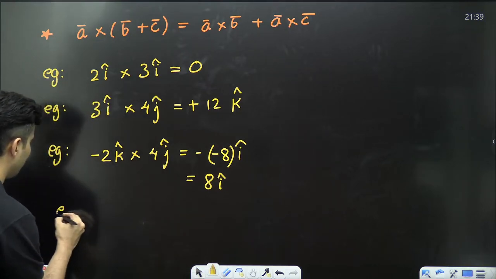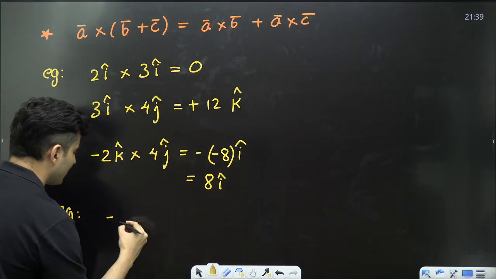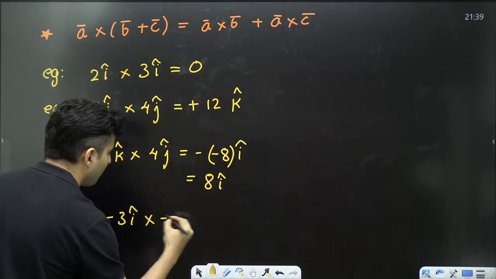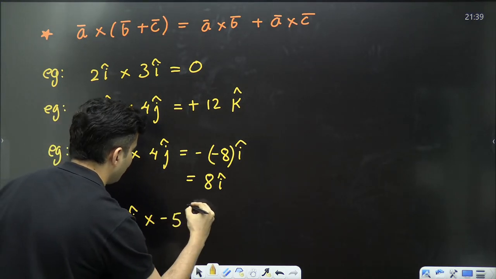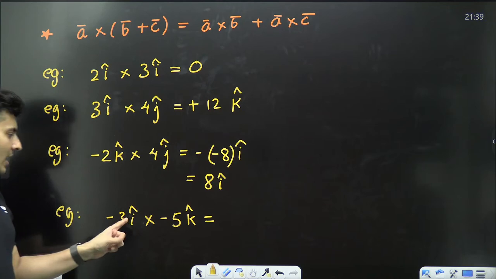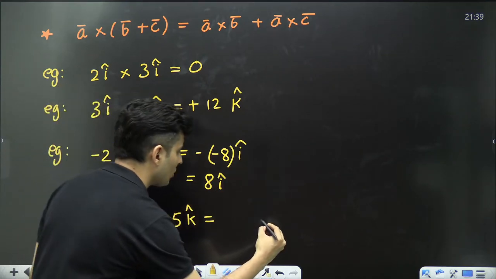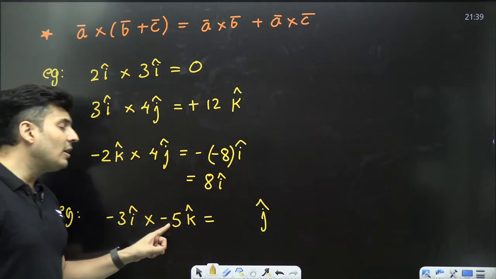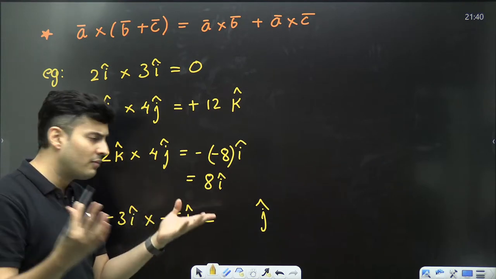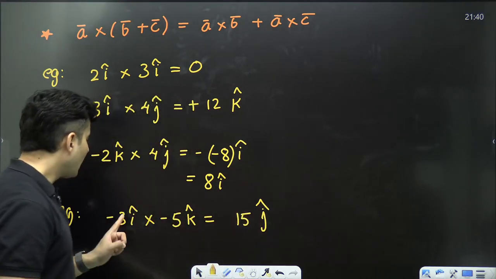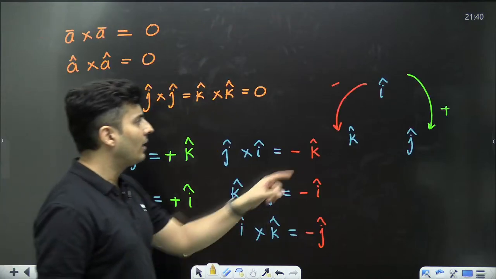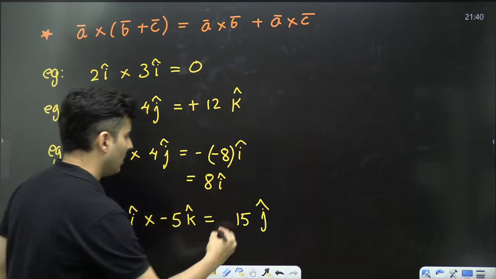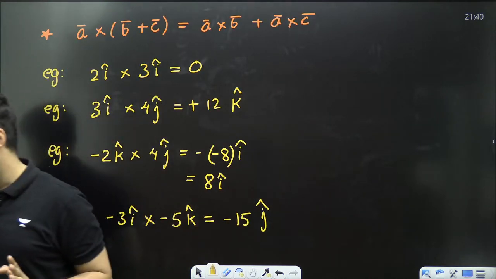Let's do another example. Minus 3 I cap cross minus 5 K cap. Come on, let's see how many of you can get this. I, K, what is remaining? J. So obviously J will come over here. Minus 3 into minus 5, minus minus plus, 3 5s are 15. So put 15. I into K, I'm going anti-clockwise, so negative, so I'll put a minus sign: minus 15 J cap.